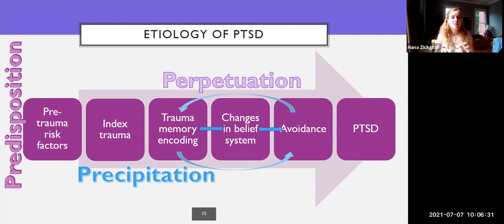So all three of these things are symptom domains of PTSD. They're also perpetuating factors that keep the symptoms going. So they are part of the etiology of the disorder. And over time, not immediately after trauma, but within or after at least 30 days, these behaviors can lead to the symptoms and the diagnosis of PTSD.